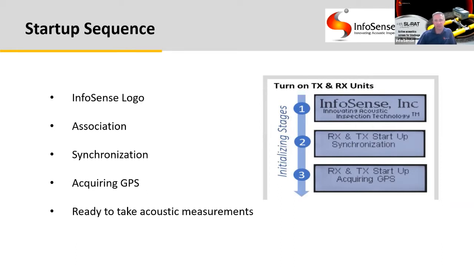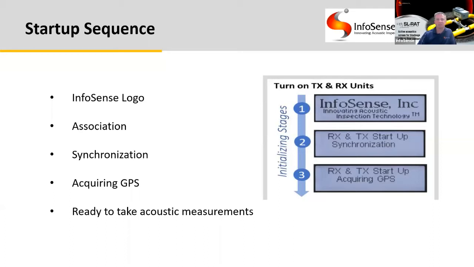When you first turn on each device, you will see the InfoSense logo. This is a test of the display. Next, you will see the word association. This is when each device is finding and linking to its friend. If the wireless communication between the units has outside interference or is otherwise not operating properly, they will not be able to move on and take acoustic measurements.